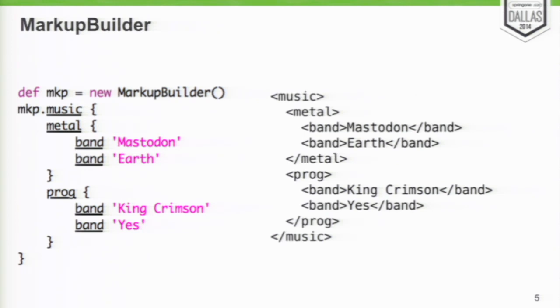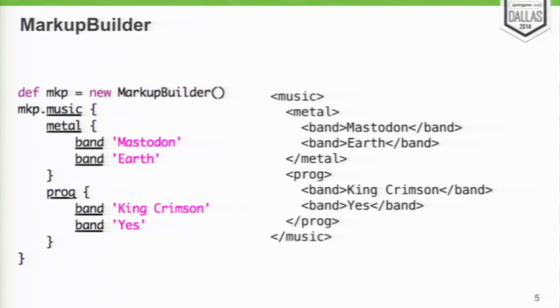The way this works is the MarkupBuilder doesn't really have a method missing in it. It has a method called invoke method, but for the sake of keeping scope managed, we'll say that the MarkupBuilder has a method missing in it. It could have been implemented that way. So when you invoke the music method, that's invoking method missing. Method missing looks at the method name and creates a new XML element, and that is the music element.